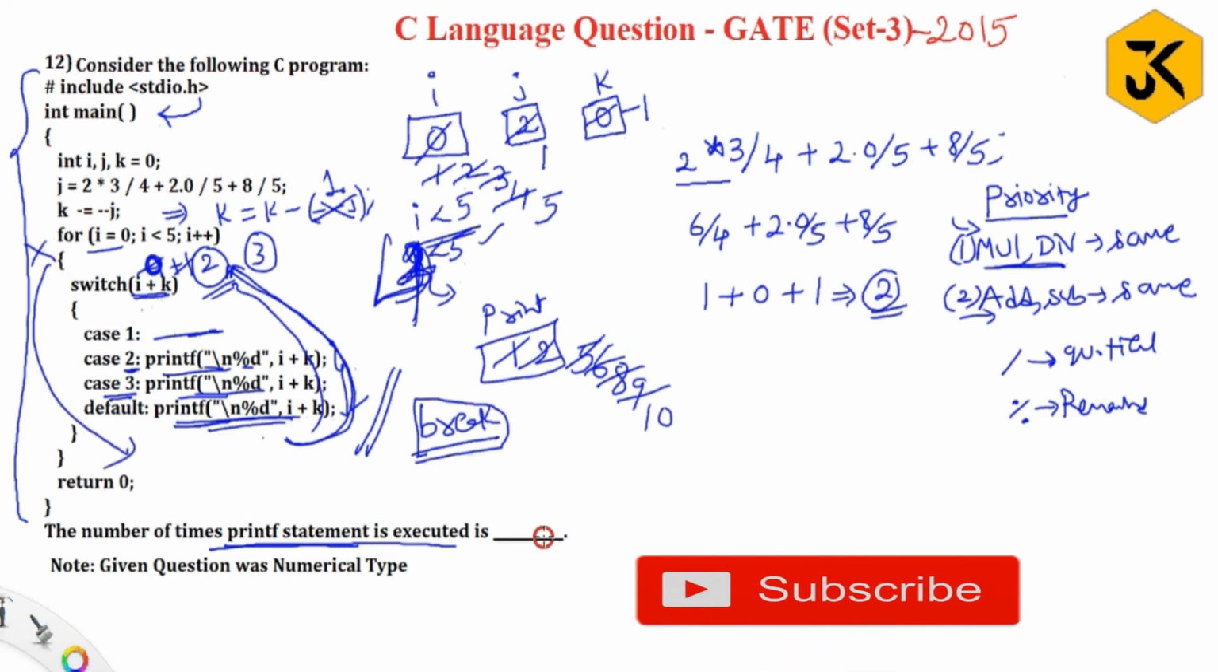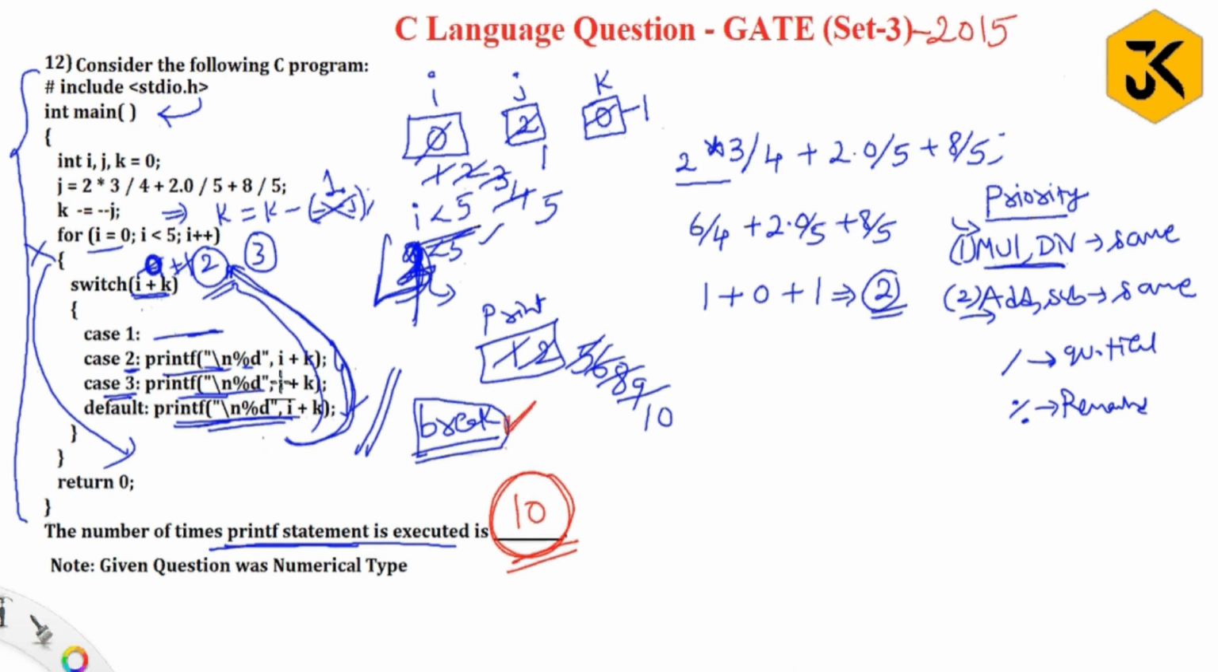And the number of times the print statement is executed is 10 times. I hope you understood very clearly. Here the important point is that they didn't mention any break statement. If they didn't mention any break statement, it will continuously execute all the next statements. If you know that point, it will be easy for you to solve this question. Thank you.